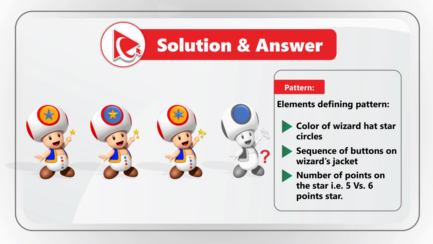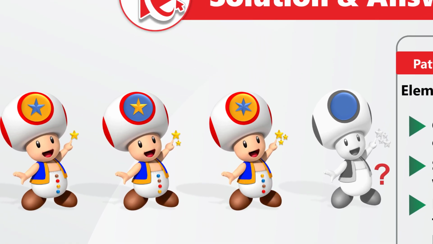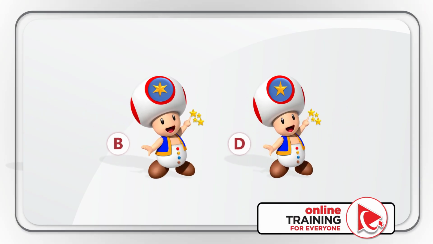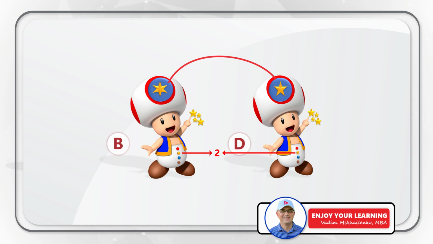The next pattern-defining element is the sequence of buttons on the wizard's jacket. Let's try to follow the yellow button. For the first wizard, it's in position number 3. In the second wizard, the button moves to position number 4. Then it restarts the cycle, and in the third wizard, it's in position number 1, which means that the next position for the button should be position number 2. What's interesting, if we look at the possible answers, both choices B and D so far match our criteria. They have blue circles on the wizard's hat, as well as the yellow button in the second position.